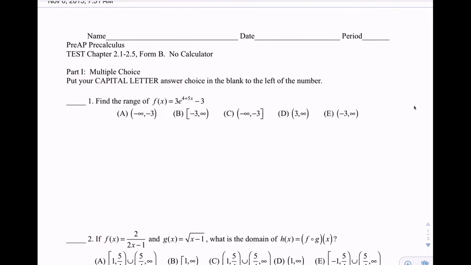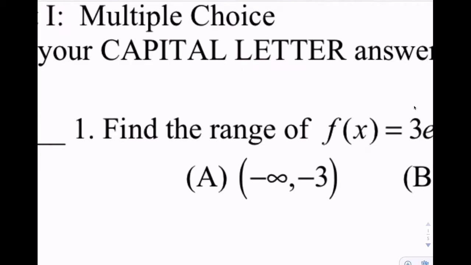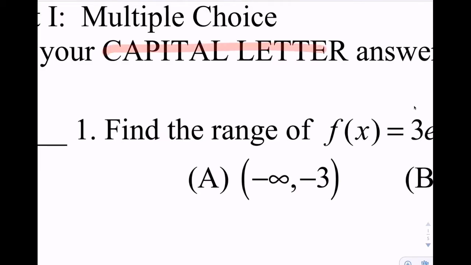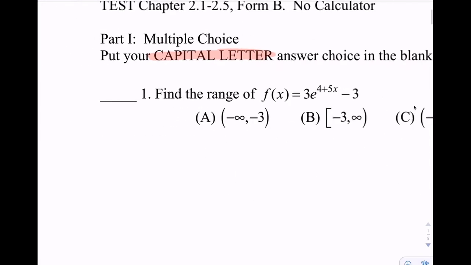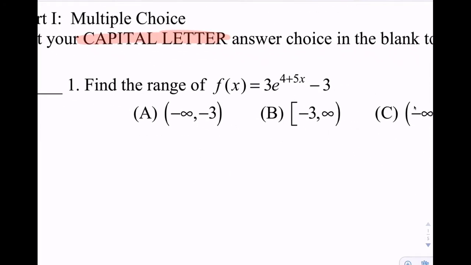Okay, so multiple choice. Put your capital letter answer choice in the blank to the left of the number. Okay, what type of letter are we putting? Capital. Ooh, man, I'd hate to miss it by putting a lowercase letter there. Good to know. Find the range of this function.